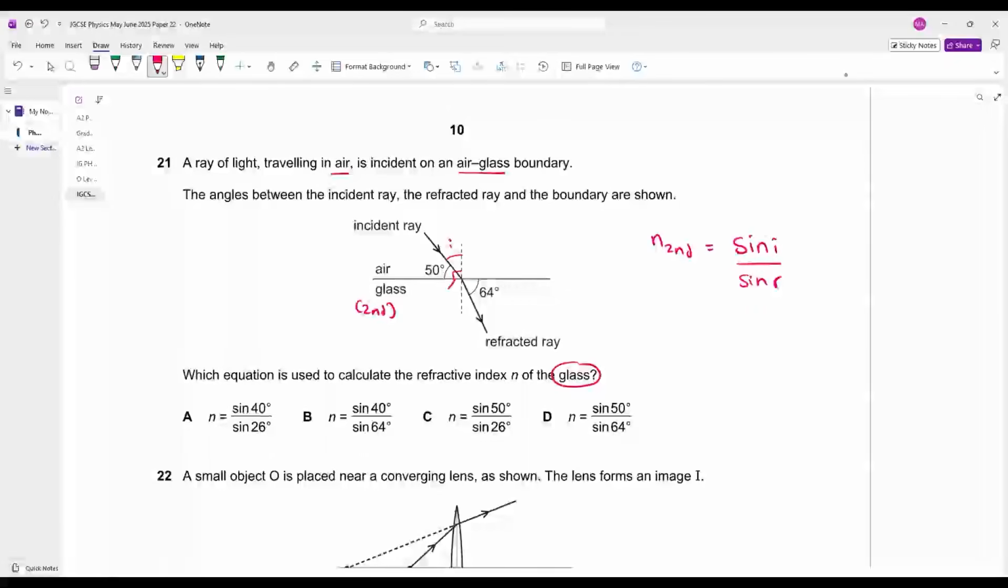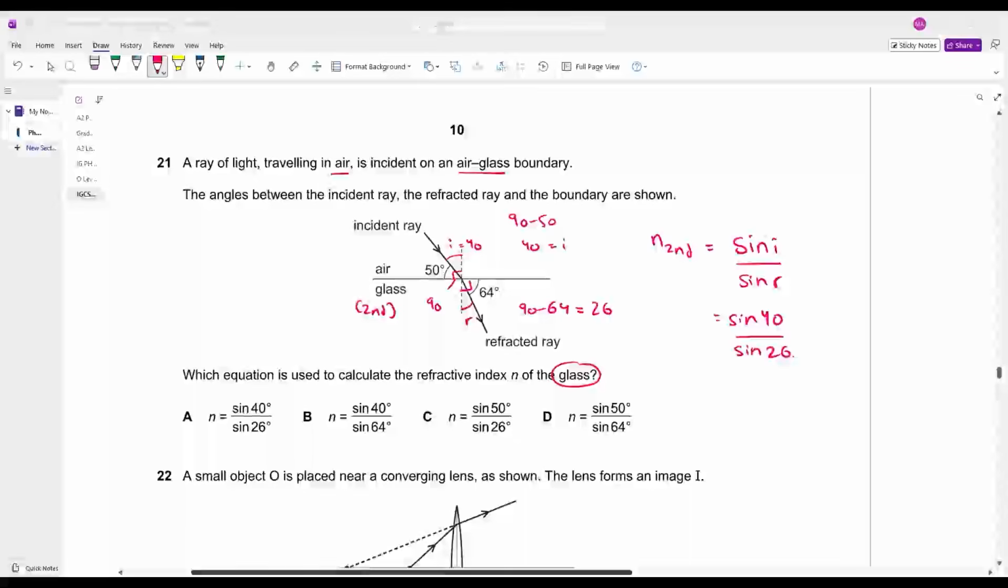If the total angle is 90 degrees, what will be your angle of incidence? 90 minus 50, angle of incidence becomes 40 degrees. What is your angle of refraction? How will you calculate the angle of refraction? The entire angle is 90. 90 minus 64 is equal to your angle of refraction. That comes out to be what? Angle of refraction will be 26. Sin 40 divided by sin 26 is your refractive index. 21 का answer is A.